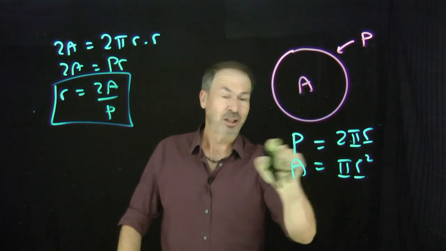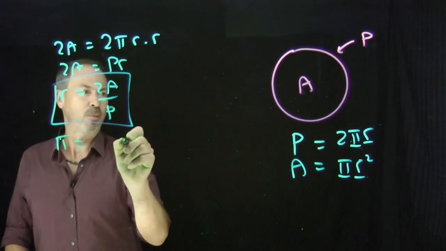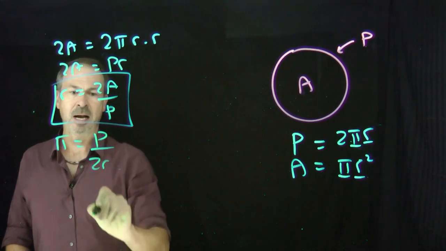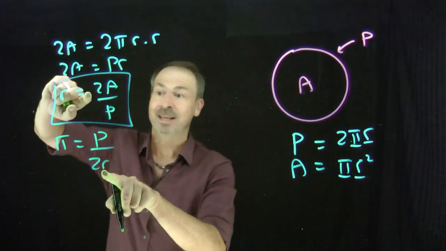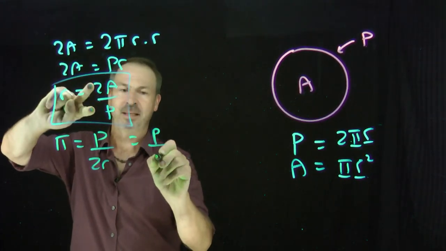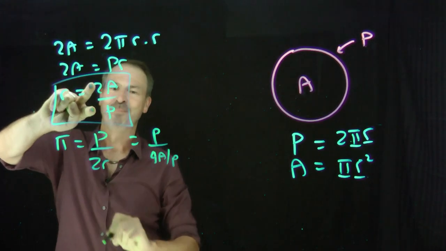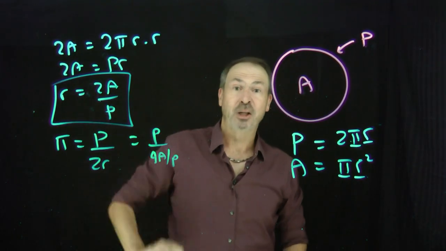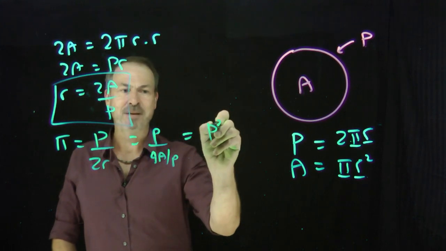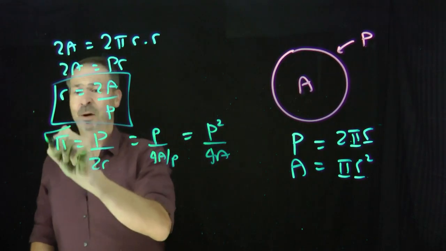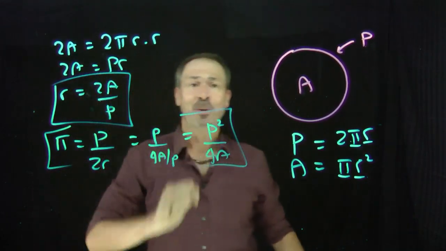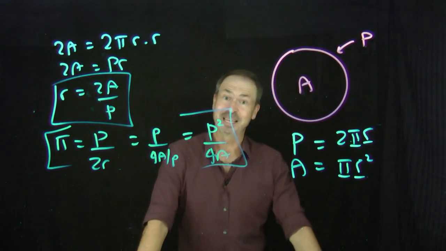Now I can probably use the first equation to solve for pi. Pi would be what? P over 2r. Double r, just worked out what r is. So this is actually P over double this, 4A over P. Let's multiply the top and bottom each by P. So pi must be P squared over 4A. Whatever this pi thing is, I know it's the perimeter of the circle squared divided by 4 times its area.